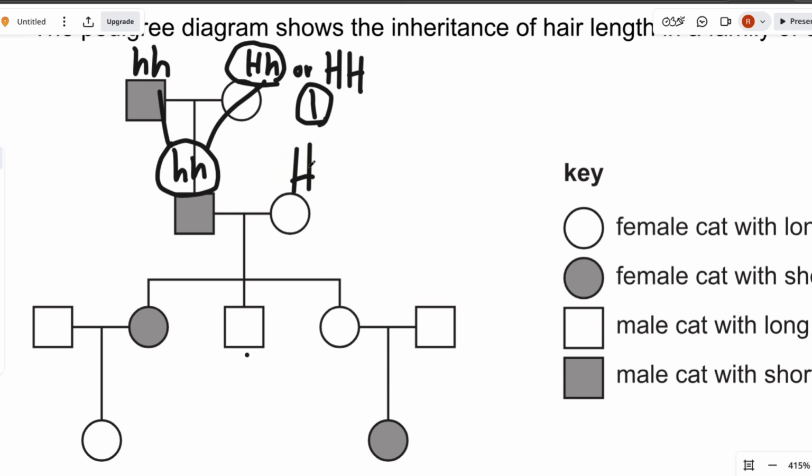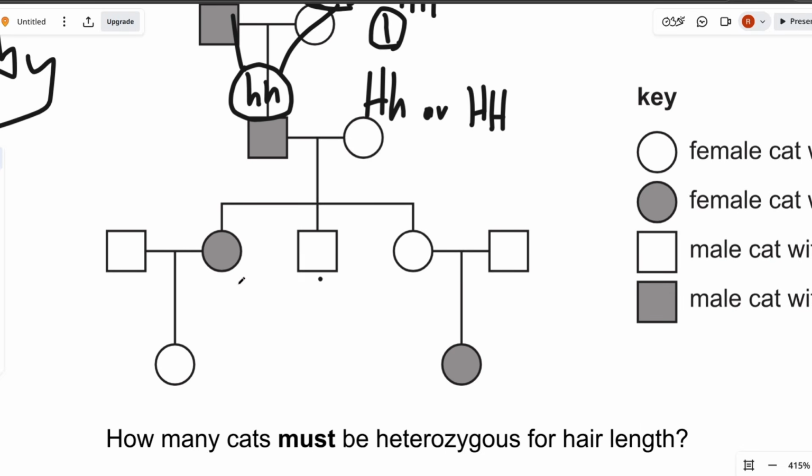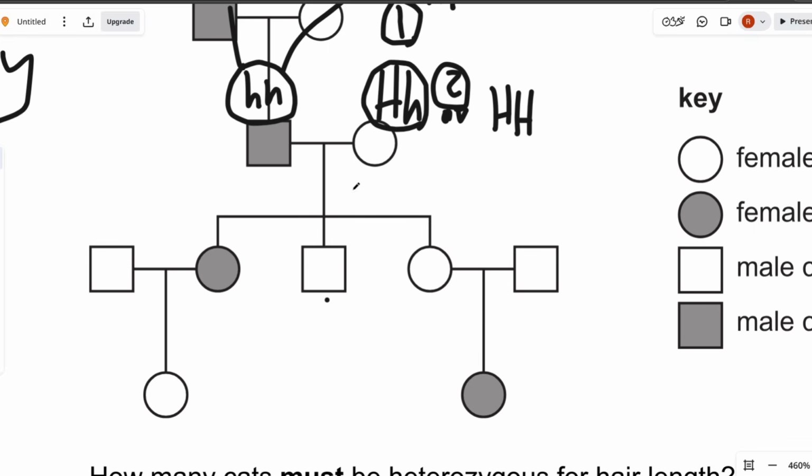And again, we don't know if she's H capital, H small, or H capital, H capital. We only know from their offspring, and this is giving it away. They gave birth to a member with H small, H small, so the same case as before, the mother must be H capital, H small. This has been confirmed as the second member of the heterozygous group.